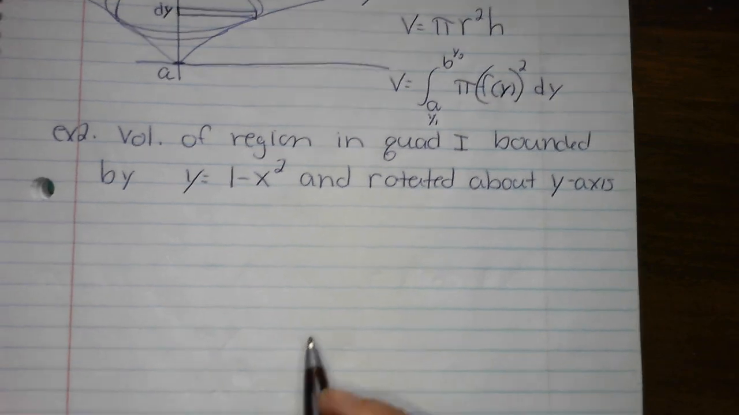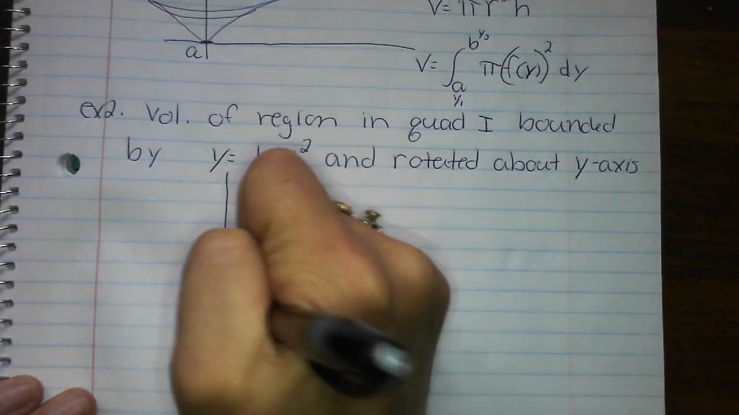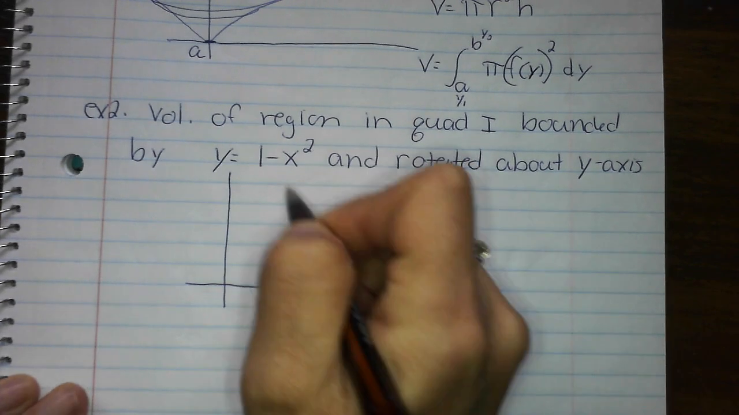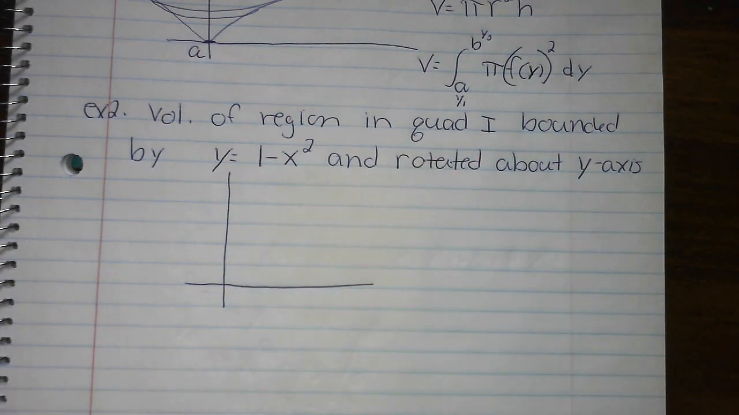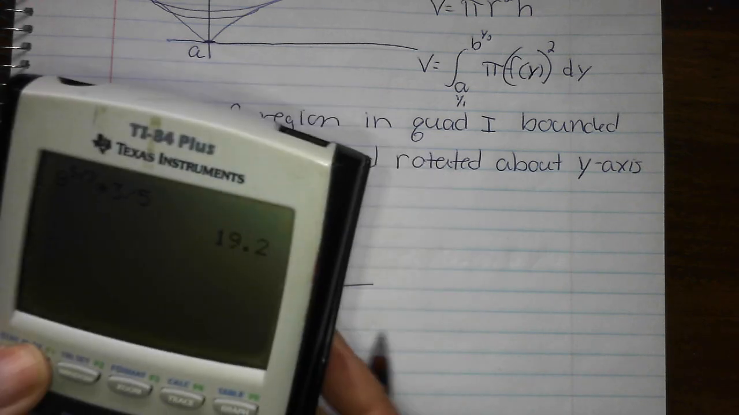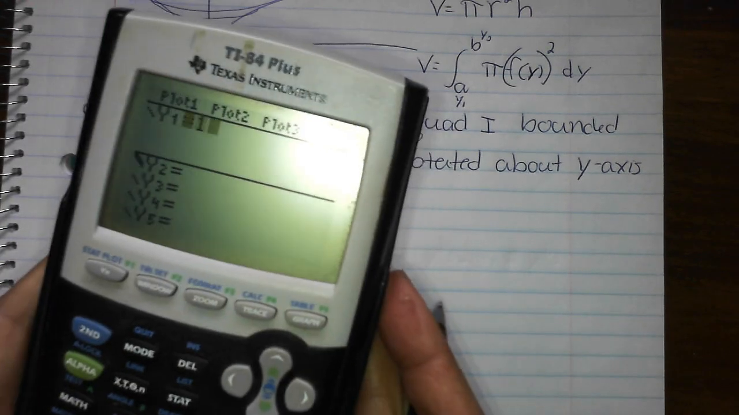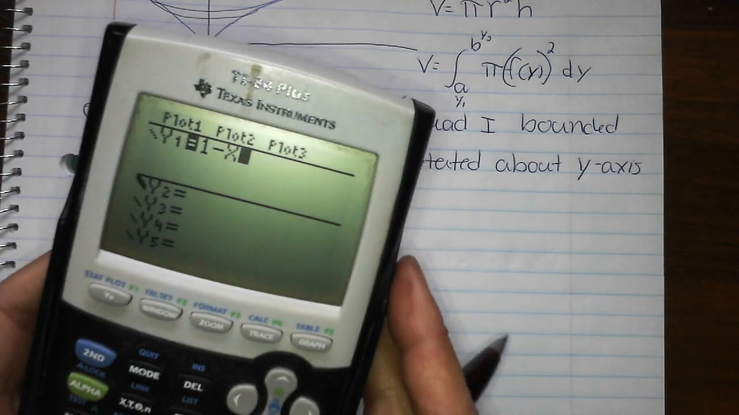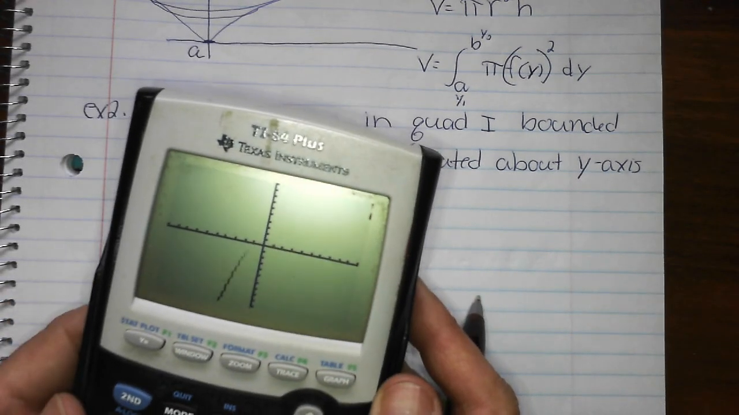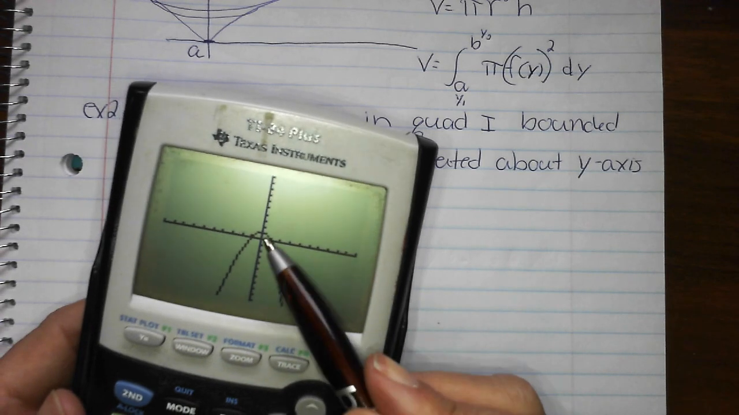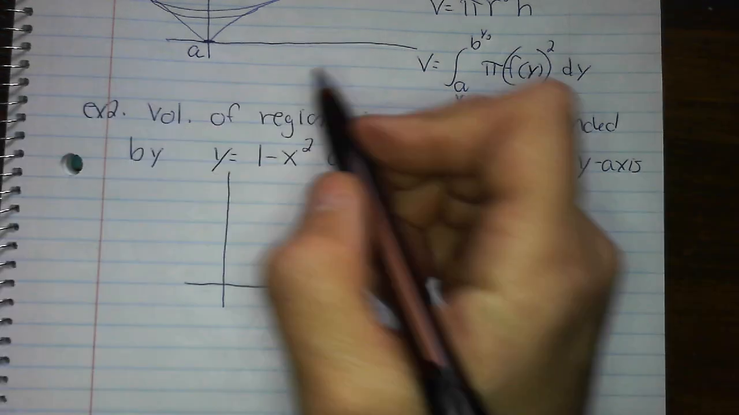Okay, so we only need the part in quadrant 1. 1 minus x squared, if you remember, that's just an upside down parabola. Let's see, clear that out. 1 minus x squared graph. And all we want is the part in quadrant 1 here. So it's doing this.